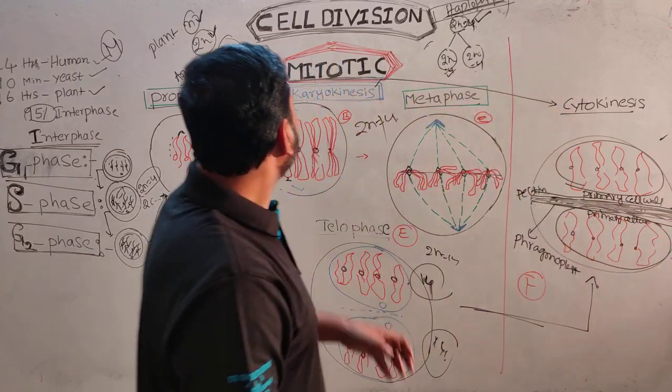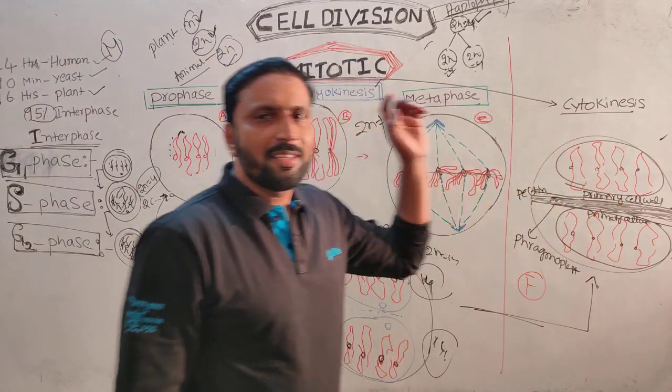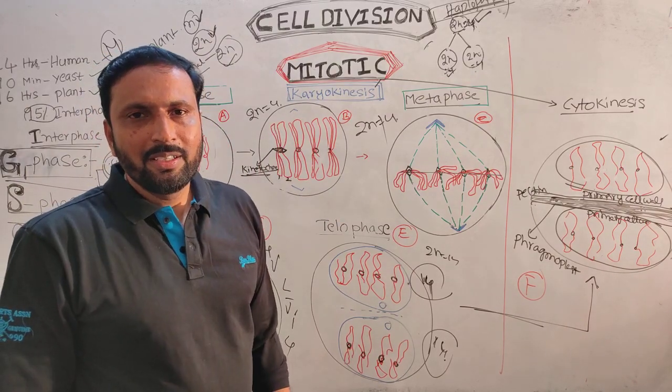Like that, one mother cell is divided into two daughter cells. These two daughter cells are identical with the mother cell. So this is mitotic division. Okay.